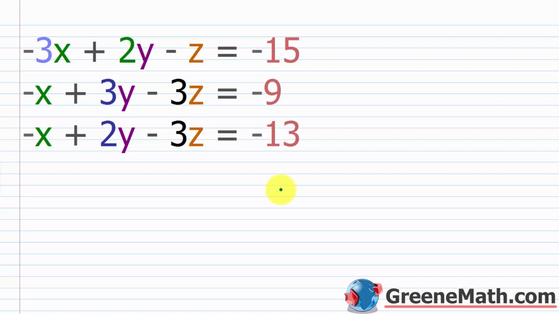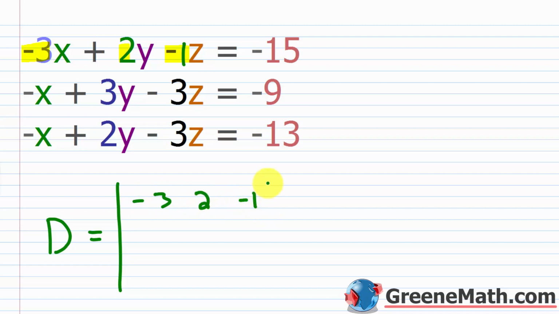So with that being said, let's go ahead and get started with this problem. The very first thing we want to do, as we saw in the last lesson, is set up our D. This is the determinant of the coefficient matrix. So if I take my coefficients from the system, in the first equation, I'd have -3, I'd have 2, and a -1. That's an implied coefficient of -1. So let's write that in the top: -3, 2, and -1.